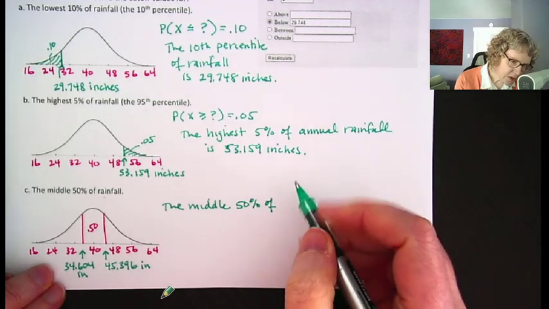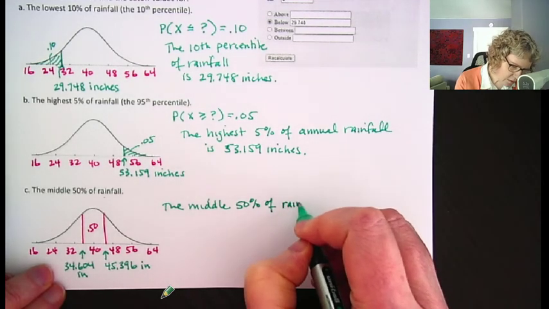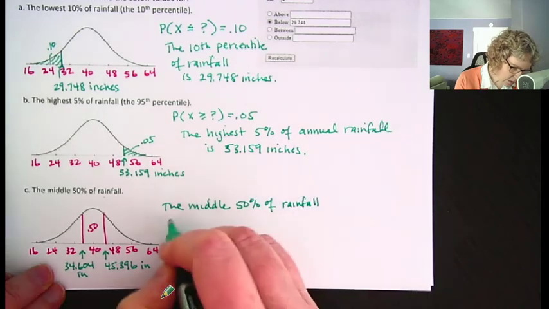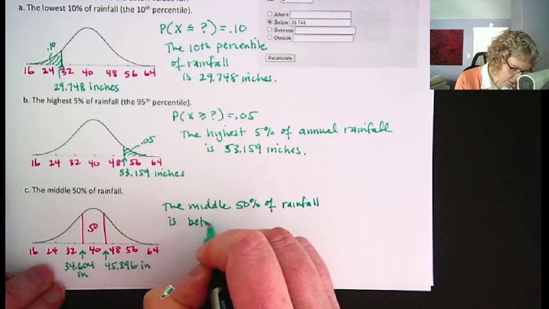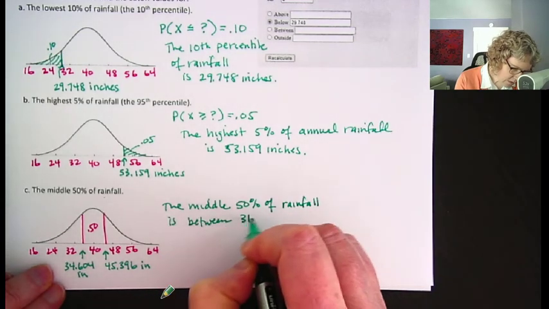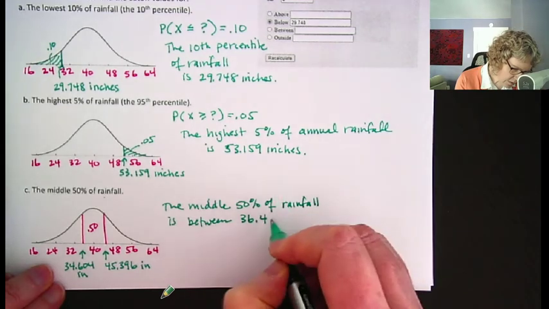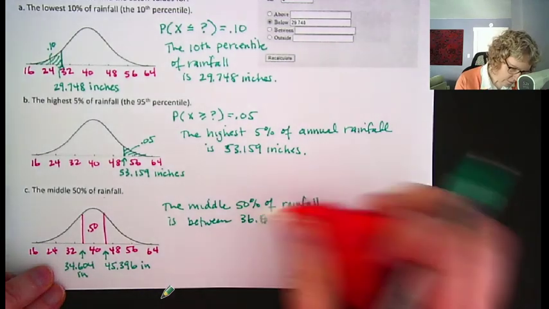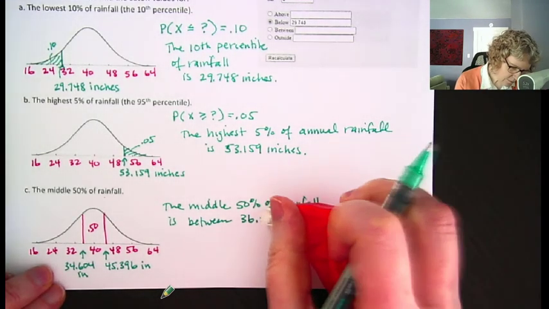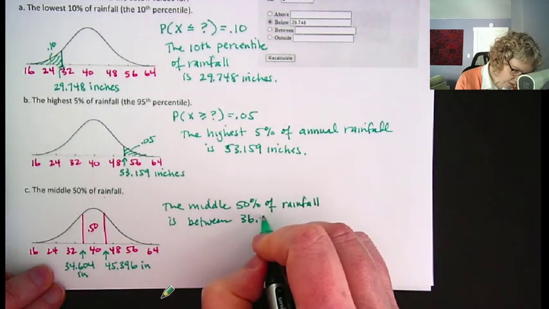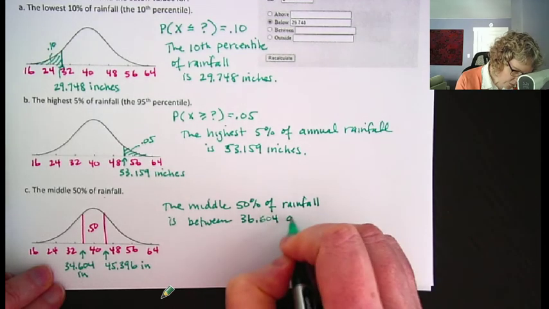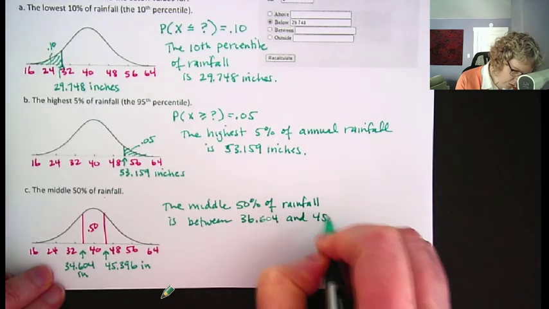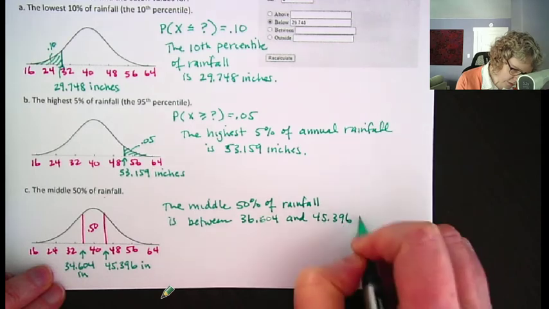The middle 50% of rainfall is between 34.604 and 45.396 inches.